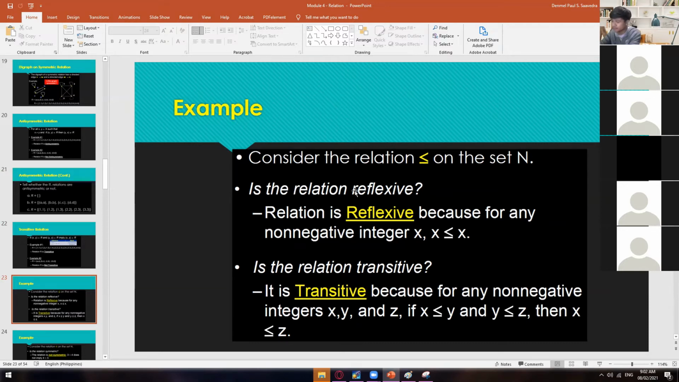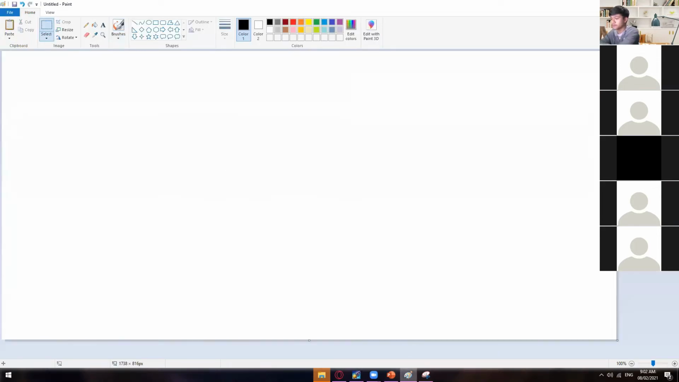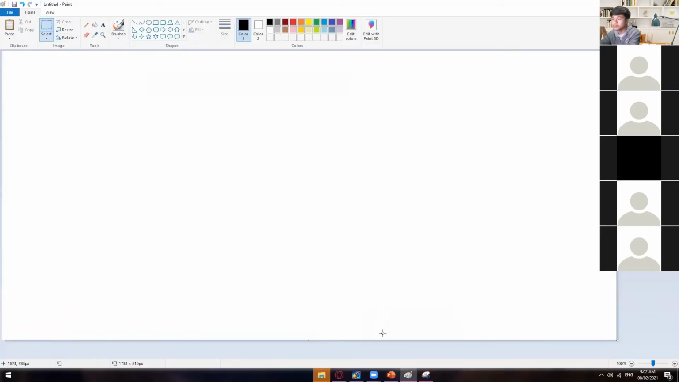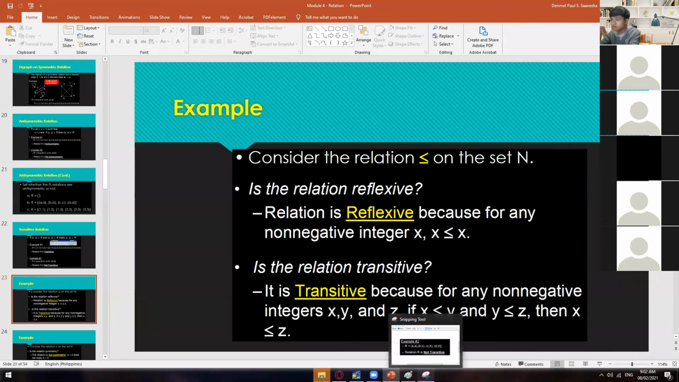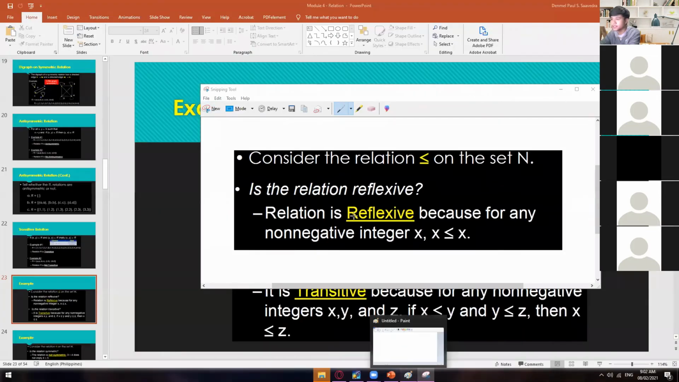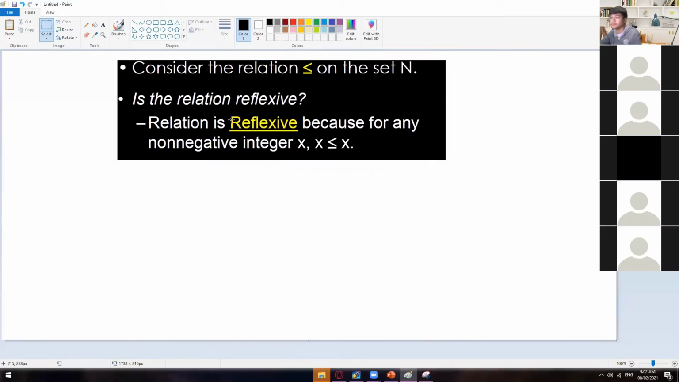So is the relation reflexive? Okay, in here we have a relation where x is less than or equal to y, wherein this one is an element of natural numbers.